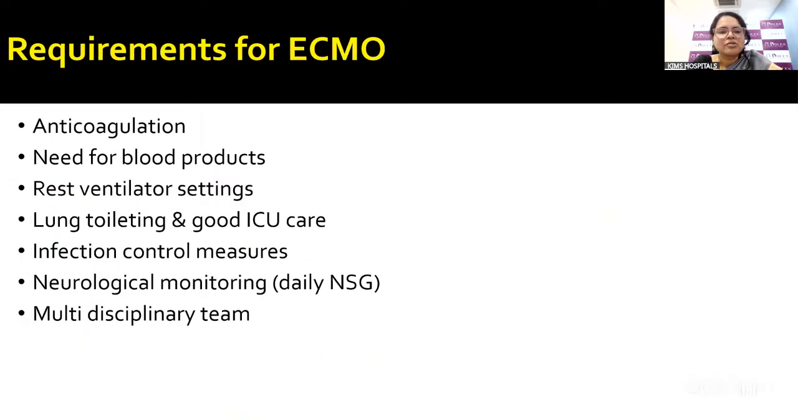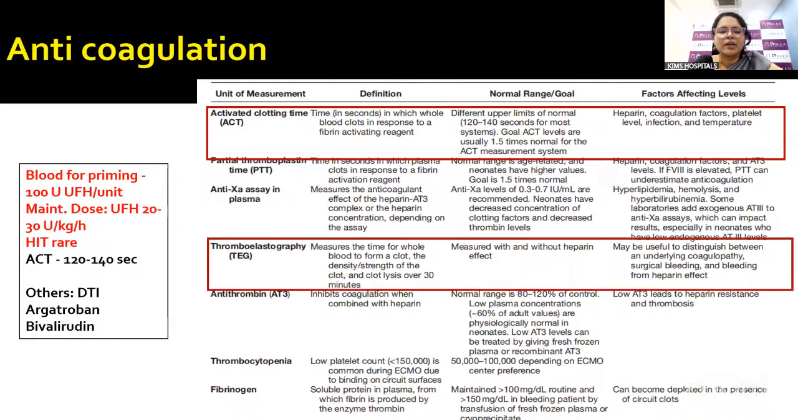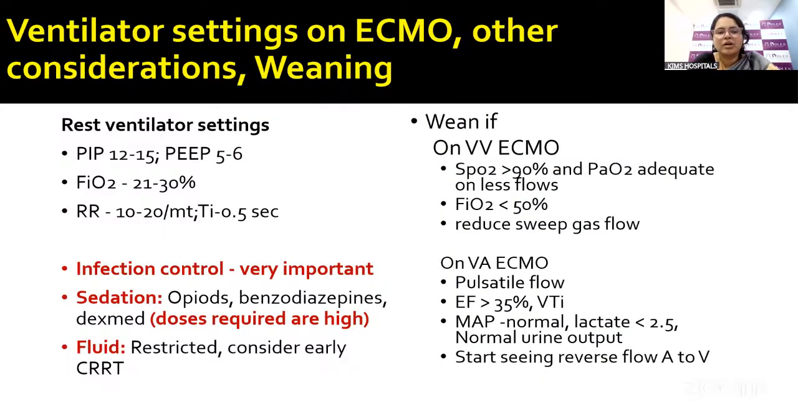The other important aspects during ECMO care include the need for blood products, wherein one would want to optimize hemoglobin levels of something around 11 to 12 grams per deciliter while the patient is on ECMO, bringing ventilator settings to rest parameters, not forgetting the principles of good VAP prevention and asepsis, lung toileting, and adequate ICU care, following all the bundles and checklists required for infection control and infection prevention, daily neurological assessment or a neurosonogram wherever it is feasible, and involvement of a multidisciplinary team for holistic management of the patient on ECMO.